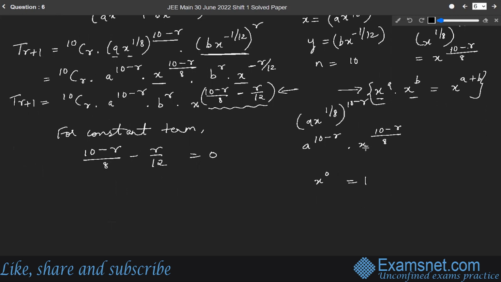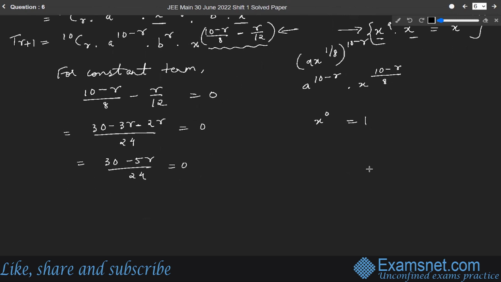All right. Now let us take the LCM. LCM will be 24. So numerator will be 30 − 3r, and here the numerator will be 2r, right? So this is equal to 0. So this will be (30 − 5r)/24 = 0. All right. So from here we can get the value of r. 30 − 5r will be equal to 24. 30 − 24 will be equal to 5r, right? And 24 will be multiplied with 0 actually. Okay, in the right hand side there is 0.